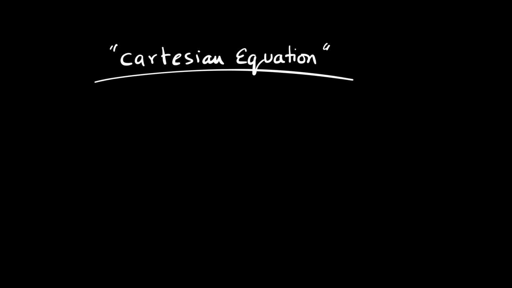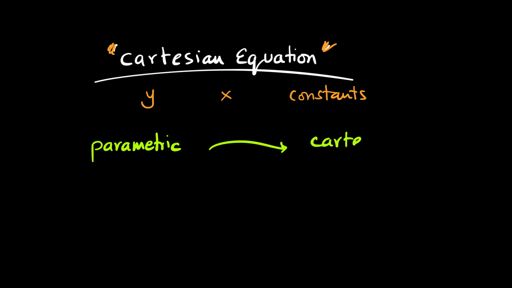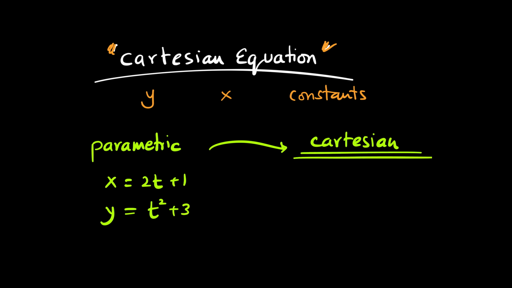Now, the last thing we are talking about is a Cartesian equation. A normal algebraic equation is known as a Cartesian equation, in which we have y, we have x, and we have constants. This is a Cartesian equation. Now we want to go from parametric to Cartesian equation. Let's take the example of x equals 2t plus 1 and y equals t squared plus 3, and I need a Cartesian equation out of it.